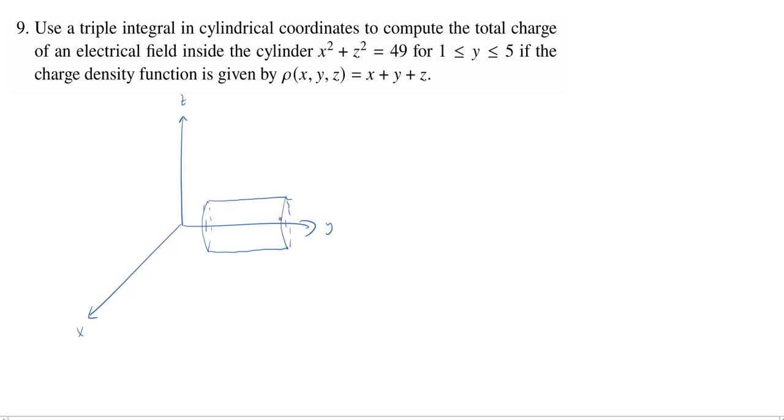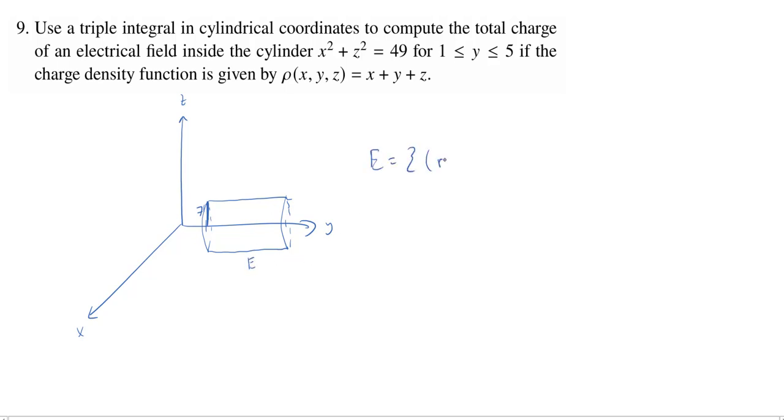All right, so we're not going to worry too much about the scale here. But if we were drawing a radius here, that would have radius 7 coming from x squared plus z squared equals 49. All right, so we would like to set this up in cylindrical coordinates. So maybe we'll give a name to the cylinder. We could call it E.